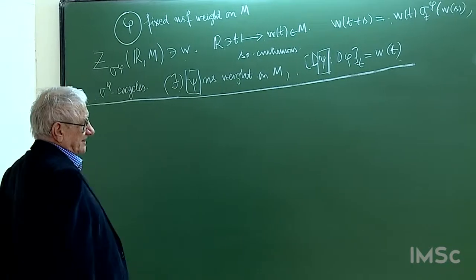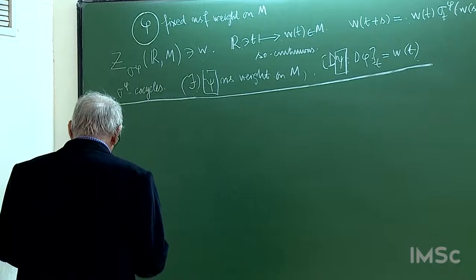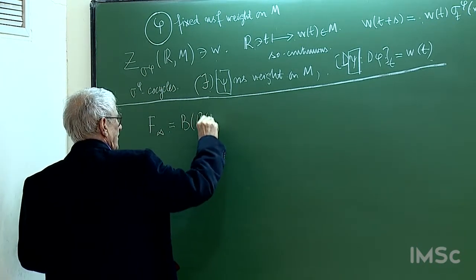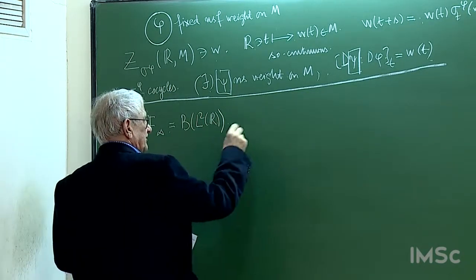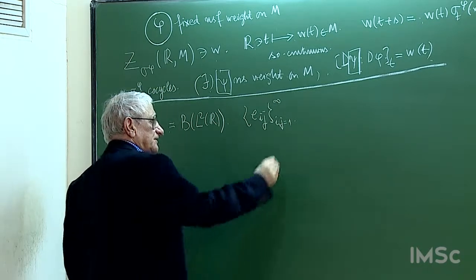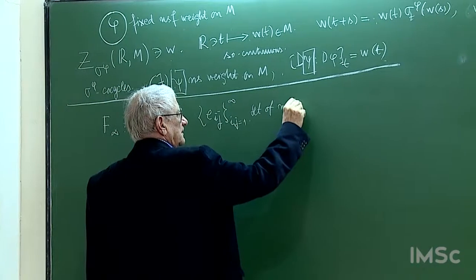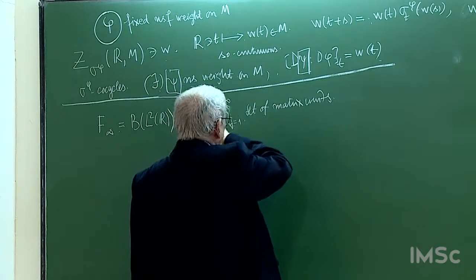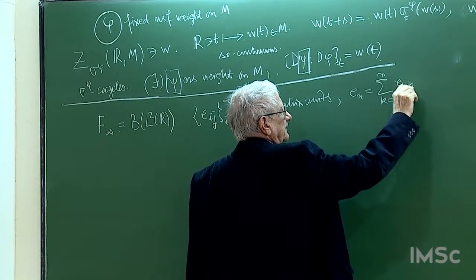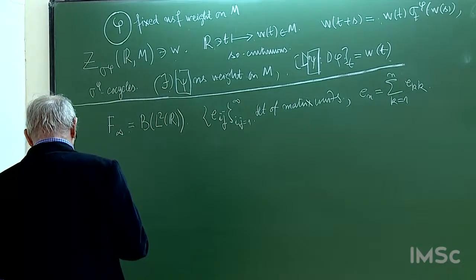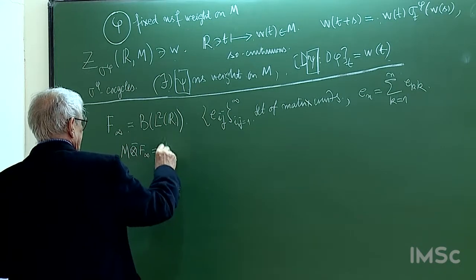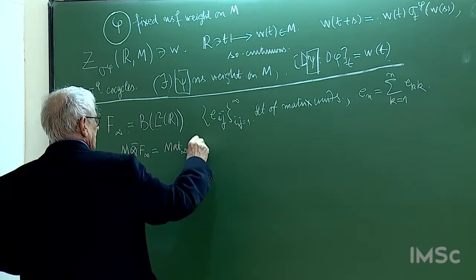The construction is in several steps. First, we take F infinity, which is B of L2 of R. And I denote here by E_ij, i,j from 1 to infinity, a set of matrix units. And I will denote by E_n the sum over k from 1 to n of E_kk. And we will consider M tensor F infinity, that means the infinite matrices over M.